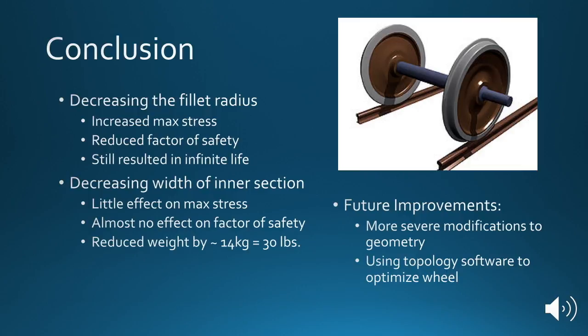Future improvements for our optimization would be to make more severe modifications to the geometry. We could also use a topology software to optimize the wheel in more complicated ways than doing it ourselves.